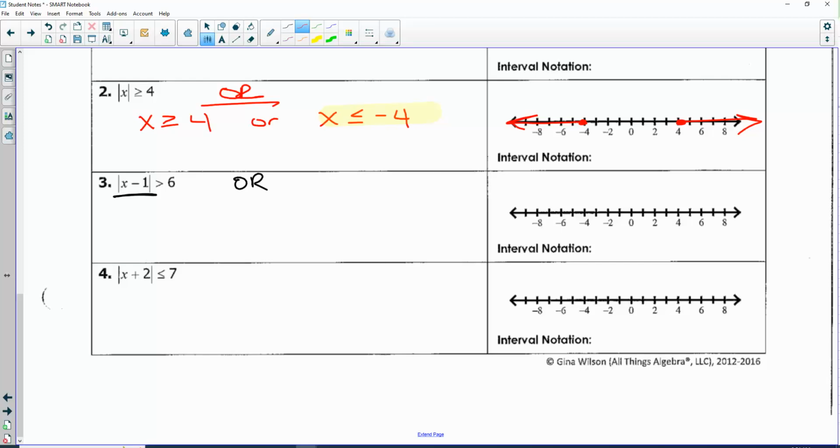So with the ors, we do two pieces. The first one, all we do is drop the absolute value and rewrite our problem as normal. For the second one, what did we do up here? We flip the sign and make it a negative.